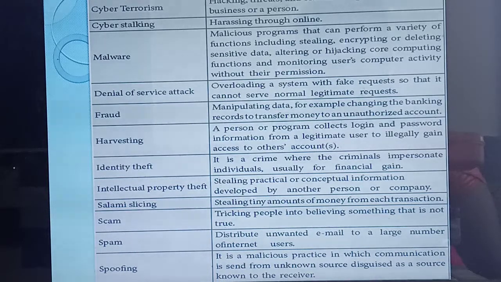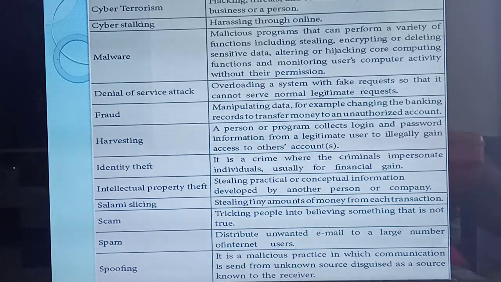Next one is cyber stalking. Cyber stalking means harassing through online. They will send fake friend requests and create a fake user ID, and they will send you a request and talk just like a friend and take the information. That is called what? Cyber stalking. Understood? Second one is cyber stalking.